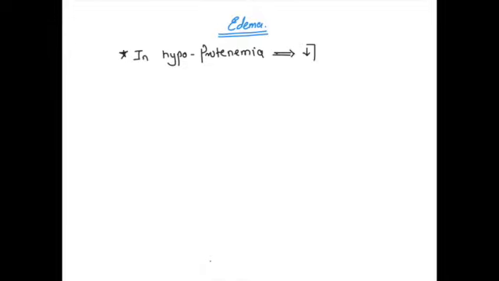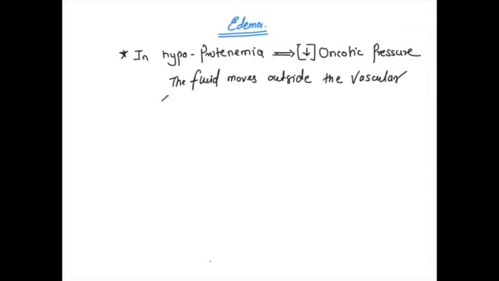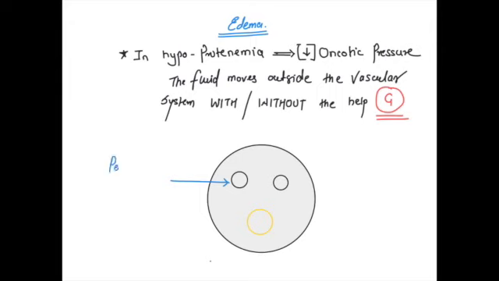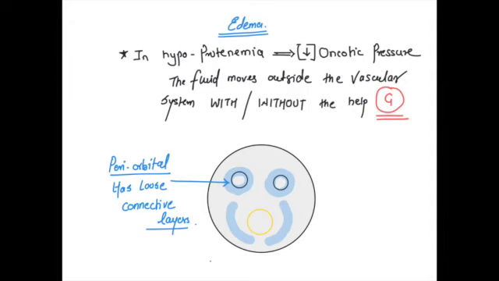In edemas due to hypoproteinemia, which is a decrease in the oncotic pressure, that is failure of the fluid to stay inside, the fluid moves outside the intravascular system with or without the assistance of gravity and favors the collection of fluid in loose subcutaneous tissue such as the periorbital region. This collection of fluid thus gives a moon face-like pattern when the patient gets up early in the morning, which can be appreciated as puffiness of the face.